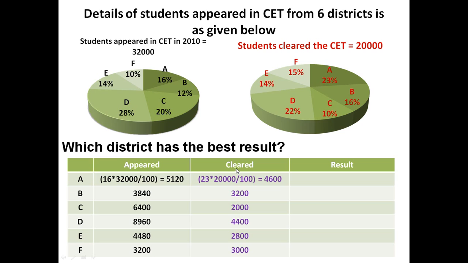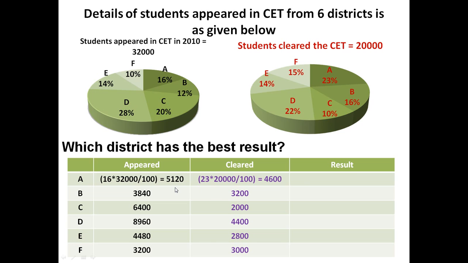Similarly, the number of students cleared, if you see from A district, 23% students cleared. 23% of 20,000. So 23 into 20,000 divided by 100 is equal to 4,600. Similarly, you can calculate the number of students cleared from each district simply by changing this 23. It will become 16, 10, 22, 14 and 15.